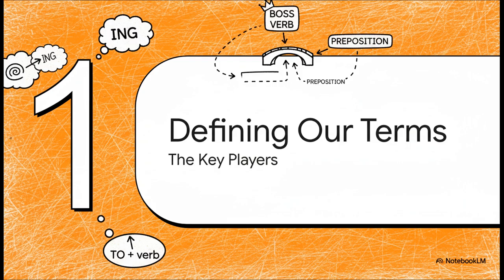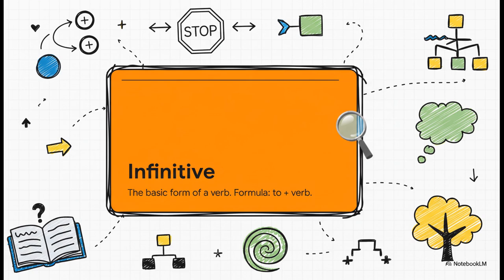Okay, first things first. Before we can solve this puzzle, we've got to meet the two key players, the infinitive and the gerund. Seriously, once you understand what these two are, everything else starts to click into place. So on one side, we have the infinitive. This is super simple. It's just the basic dictionary form of a verb, and you'll almost always see it with the word "to" right in front of it. Think of it as the verb in its most pure, original state. The formula is easy: to plus the verb.